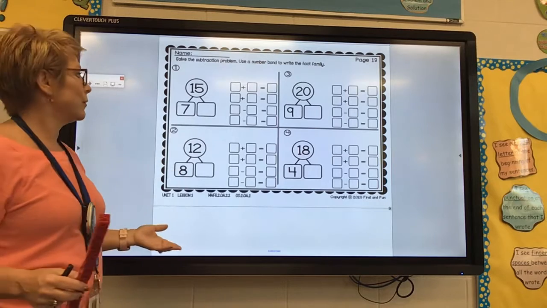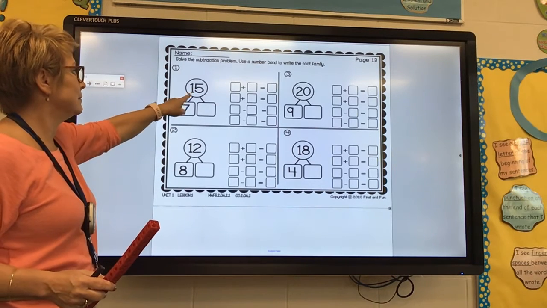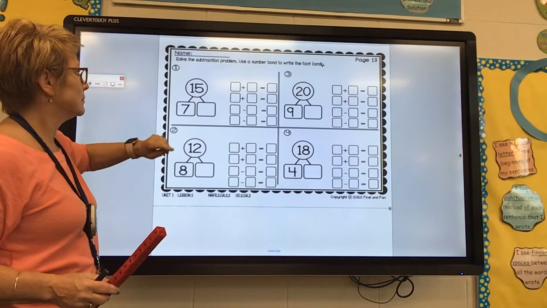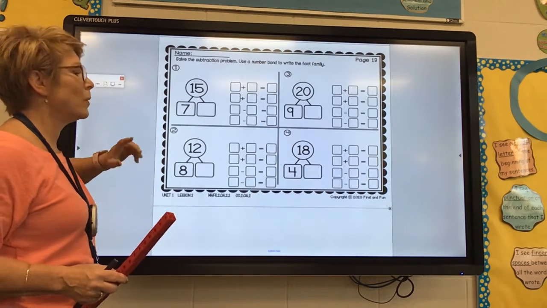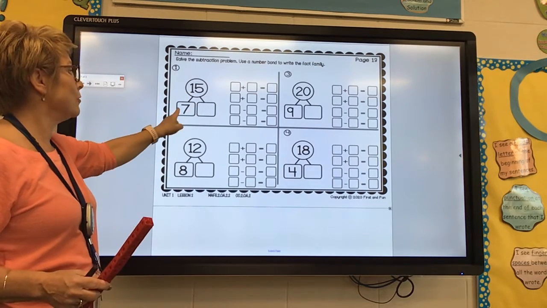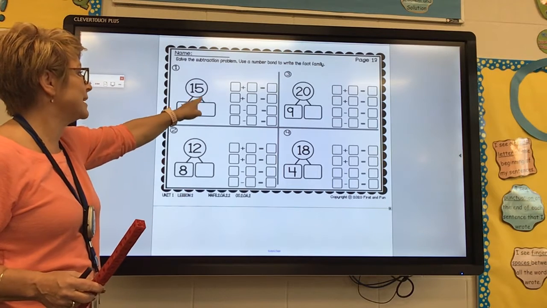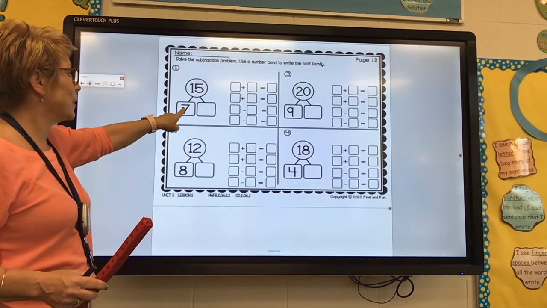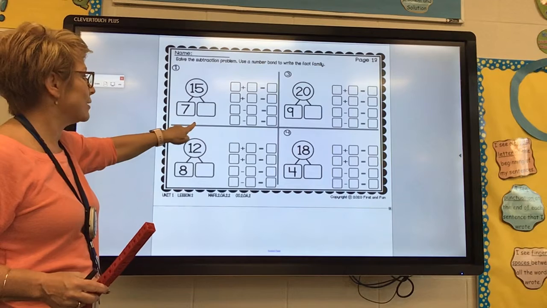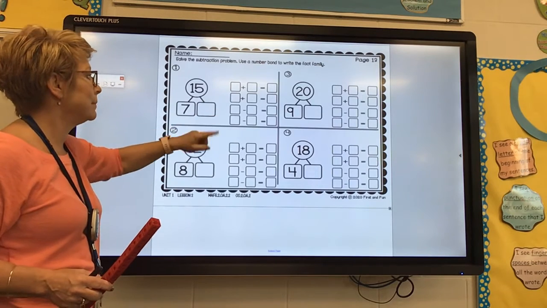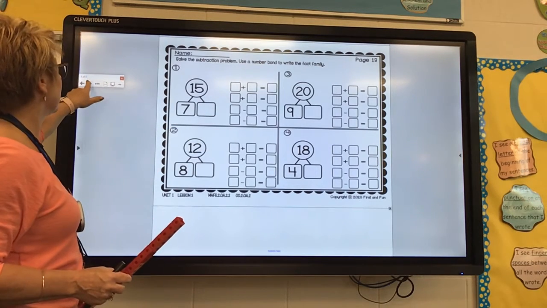Here, we've already done it. 15, 7. 15 minus 7 equals what? I can find that out because I know 7 plus something equals 15. So I can start at 7, count up to 15 and stop and see how many there are.